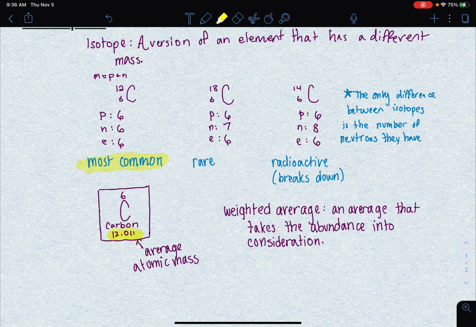So another thing this tells you is that if you had a sample of carbon and you were to weigh that sample, it would have a weight of about 12.011 grams if you had 1 mole of it. This is useful to us because usually when we're dealing with chemicals, we're not dealing with pure isotopes. Usually we have a blend of the different isotopes. So the average atomic mass is going to tell you what the weight of the average blend of isotopes is, rather than just telling us the weight of one particular isotope.